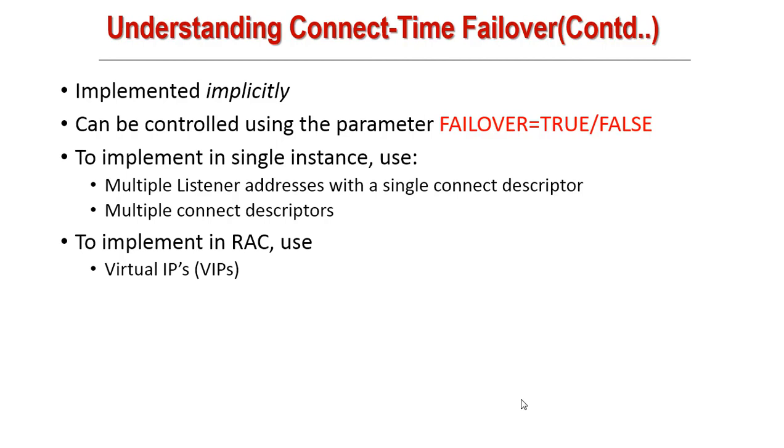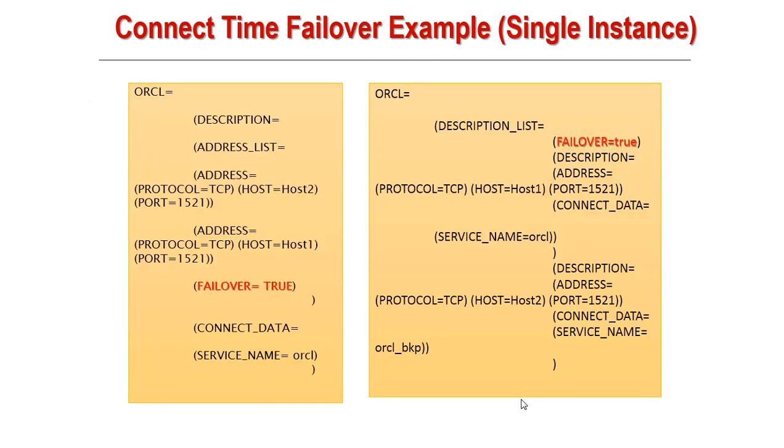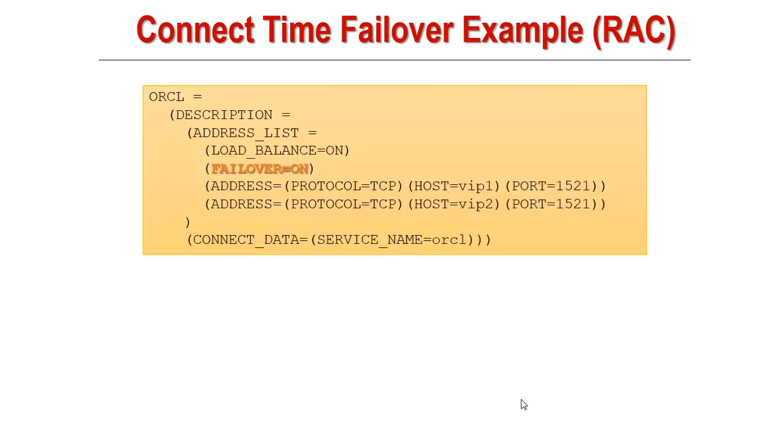Now when we talk about this failover, how exactly it works is very important to understand. So first, an example. You can see that we have the configuration given for failover equal to true, and we have two hosts, host 1 and host 2, which provide this configuration. Here it is an example of a RAC system where we have multiple VIPs which support this particular failover configuration for us.